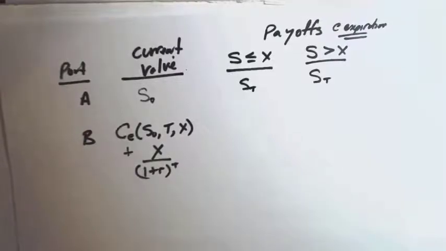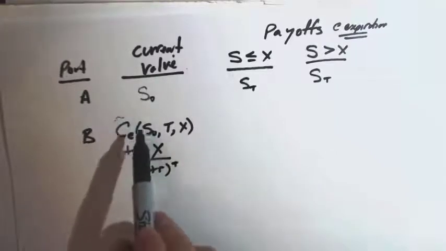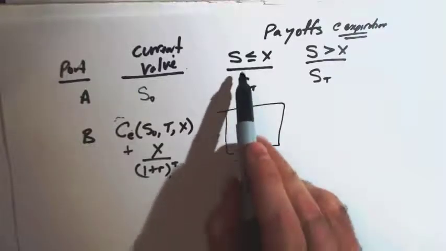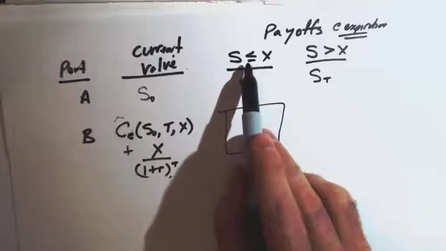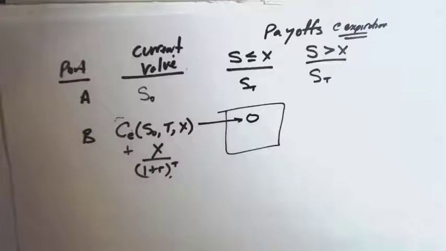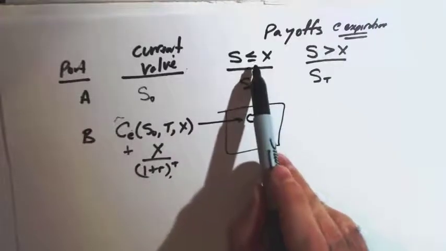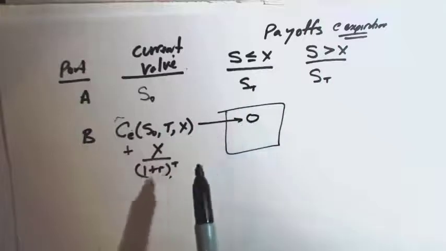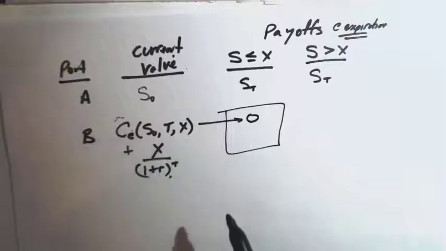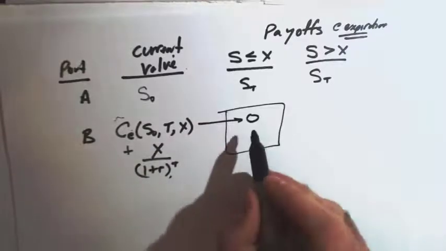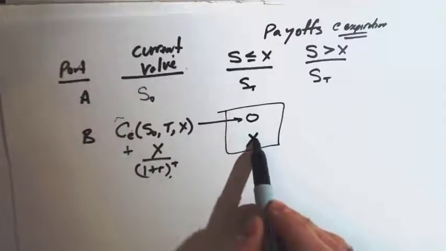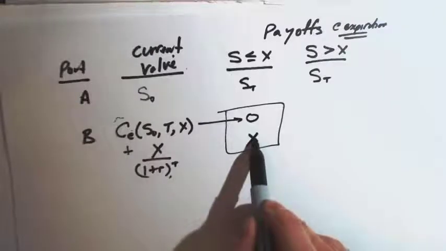So now let's look at what happens with the portfolio of the call plus a bond. What is the payoff when the option is out of the money? Well, the call turns to zero. The call is worth nothing at expiration when it's out of the money. What is the bond worth? This bond pays off X no matter what, so it's basically a risk-free bond, and it pays off X. So in this situation, the payoff for this portfolio is simply X.